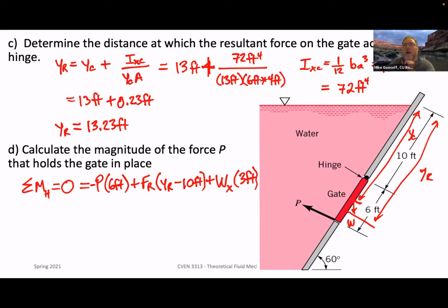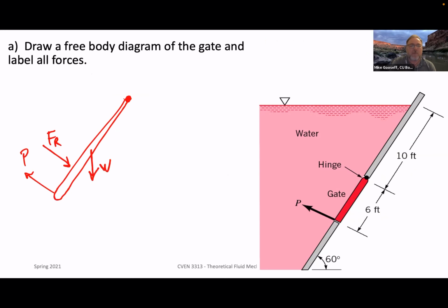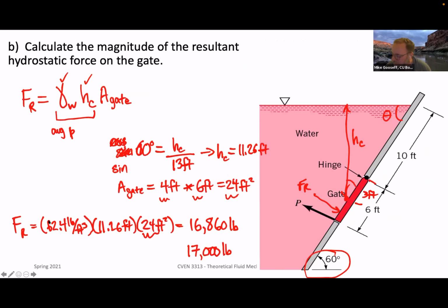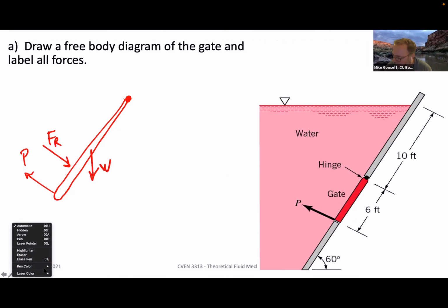So for the weight, if you mean the weight of the gate itself, the weight of the gate acts at 3 feet from either end. So it has to act at the centroid. You would not, and therefore you would use, so what did we say? Oh, shoot. Sorry. Let me change my pen color to blue real quick.